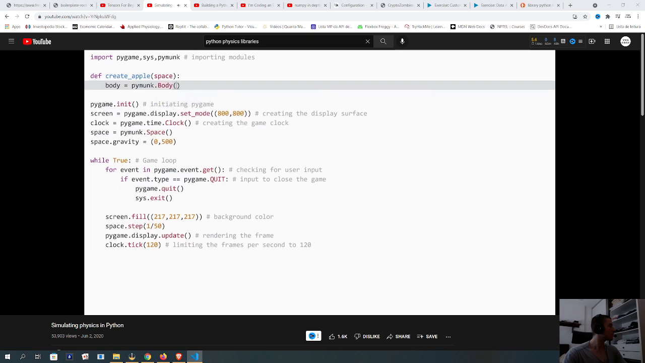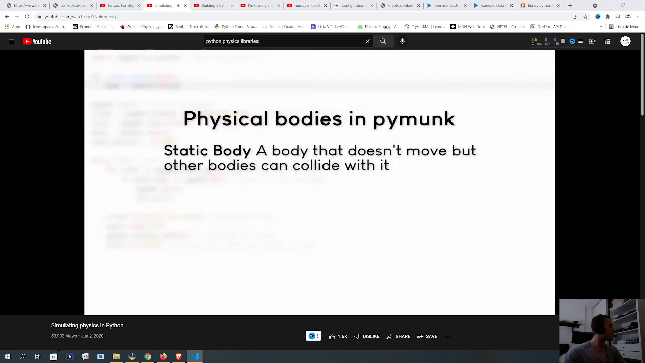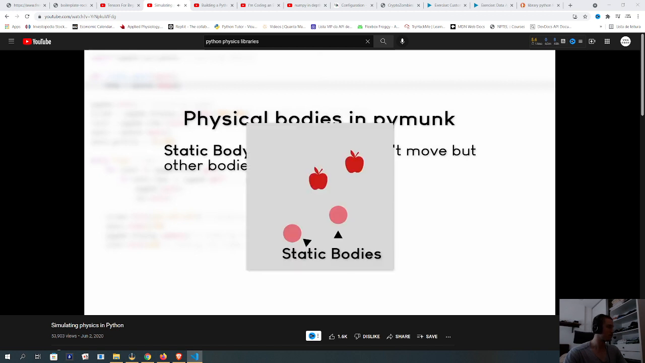Spell it correctly. There are different bodies that you can simulate in Pymunk. The easiest one is a static body. This one just doesn't move at all. However, when moving bodies come in contact with it, they react towards it, so it still has an impact on the physics calculation. When I showed you the example in the beginning, the circles at the bottom are static bodies because they don't move, but other physical bodies can still interact with them.